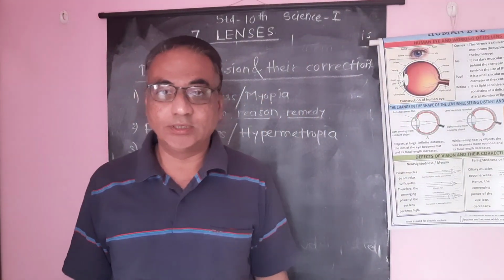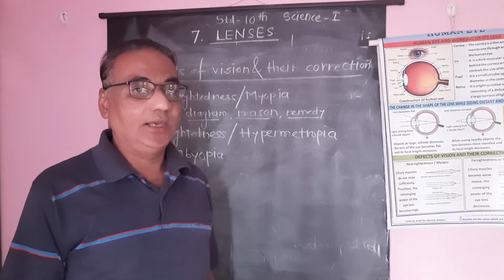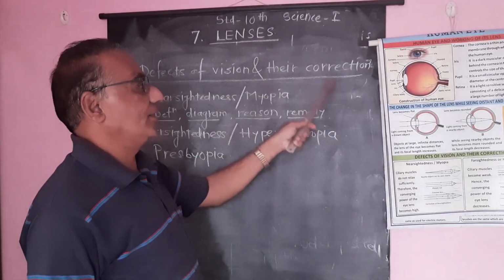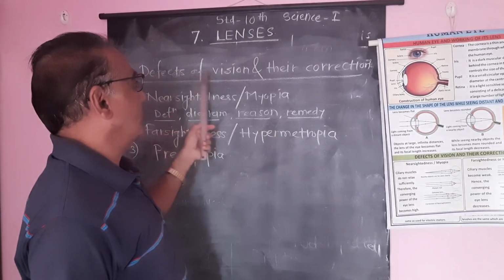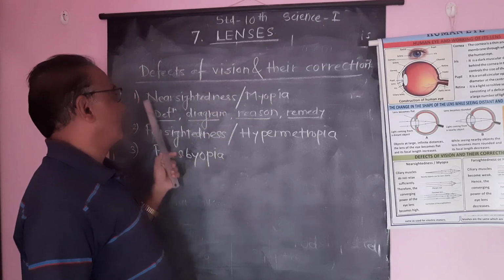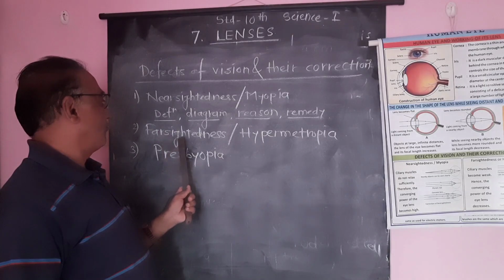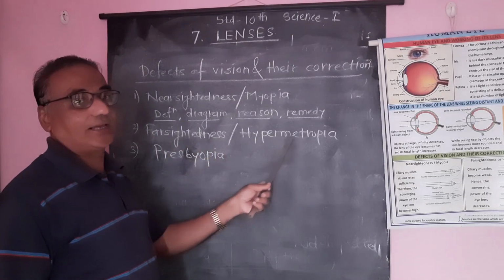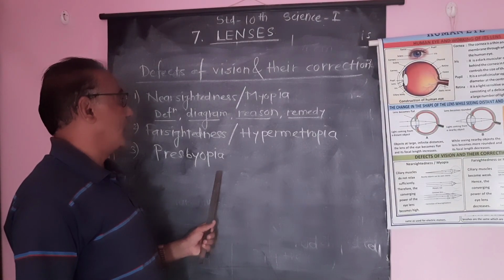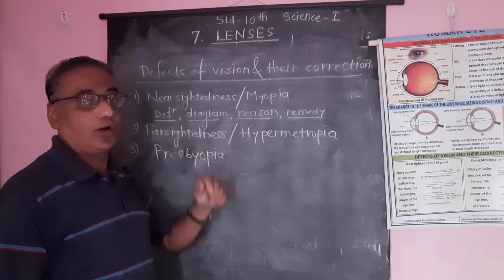Hello students, now let us start the next topic of chapter number 7, lenses. Here in this topic we are going to study the defects of vision and their correction. There are three types of defects of vision: nearsightedness, also called myopia; second, farsightedness, also called hypermetropia; and third, presbyopia. Right, now let us start first with nearsightedness, or myopia.